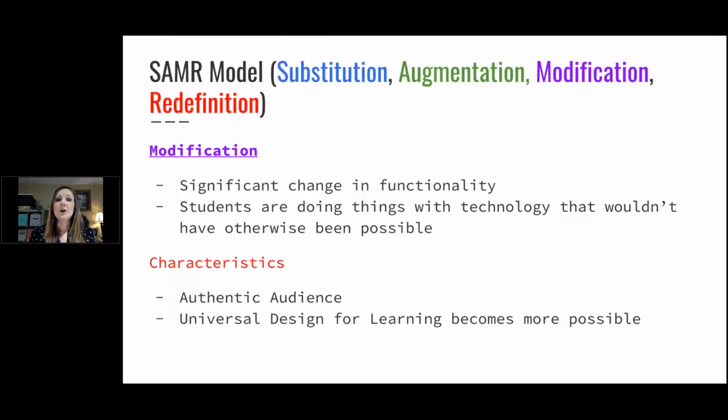So what we know about teaching kids with disabilities is that inclusion works. Inclusion is a great way to go. However, it can be really hard to facilitate inclusion without universal design for learning. And so when we are getting into the modification and the redefinition sections of the SAMR model, universal design for learning is just a part of what the instruction and assessment looks like. I will get more into that in just a little bit.